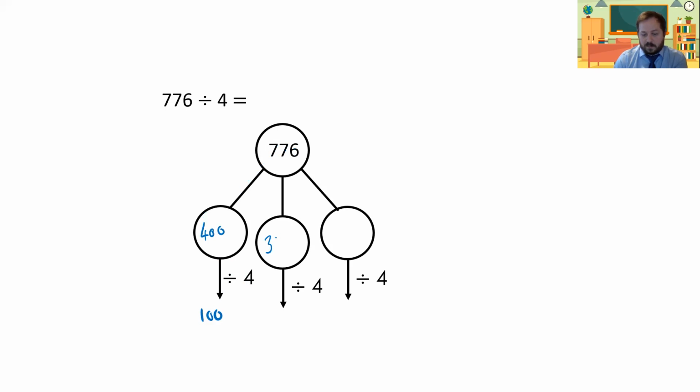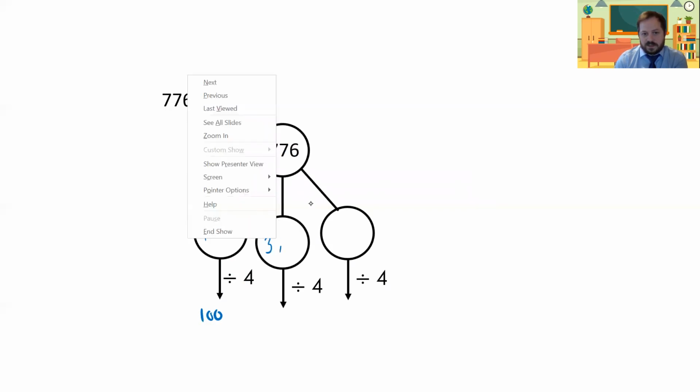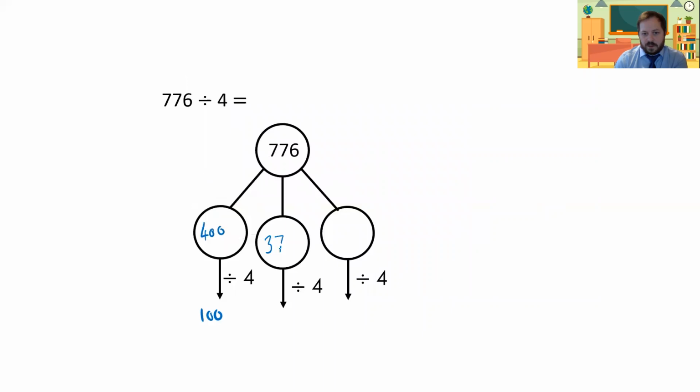Now, we can't do 370, sorry. We can't do 370 because that's not divisible. We just ignore this for the moment. 37 is not in the 4 times table, but 36 is. It's in our tens column, so 36 divided by 4, there's our 10. 36 divided by 4 is 9, so it's 90.